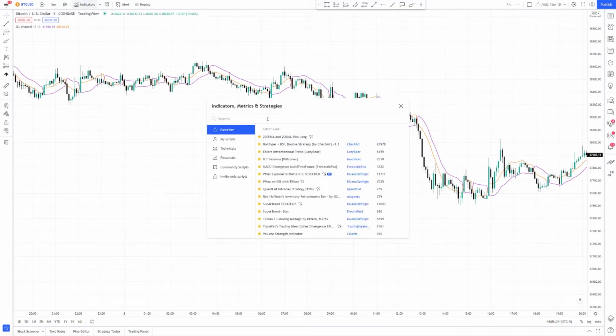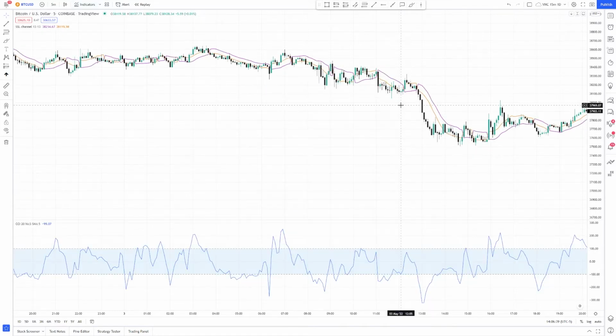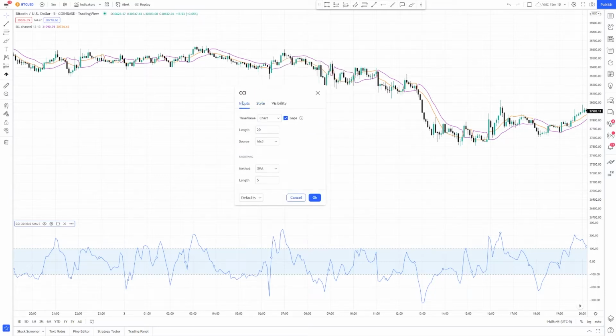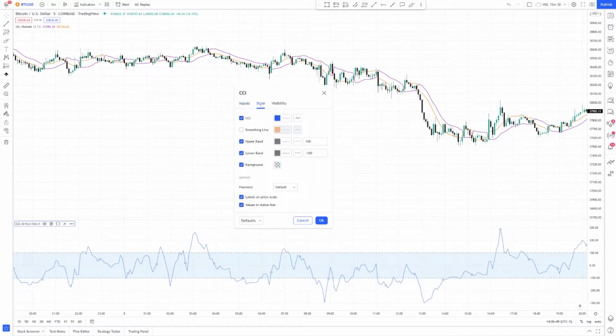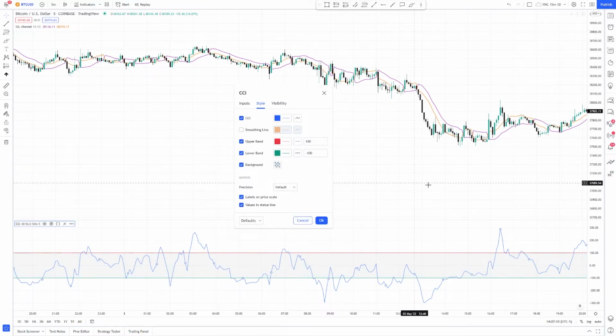Next, we'll head back to the Indicators tab and search for CCI. This is the Commodity Channel Index. Once we have that applied, we will click the cogwheel to open the settings, click the Inputs tab, and change the length to 40. Next, we'll head over to Style and change these bands to whichever color you would like. I'll go ahead and use the red for the upper band and green for the lower. I'm also going to turn these into lines instead of the dashed lines. And I'm also going to switch this background to maybe a light gray, just a little bit easier to see on the white chart.